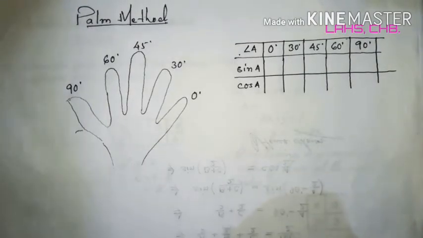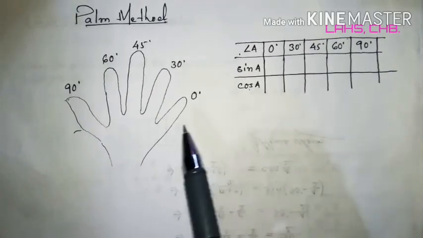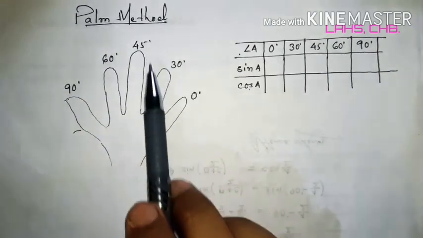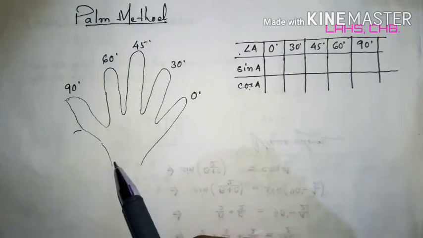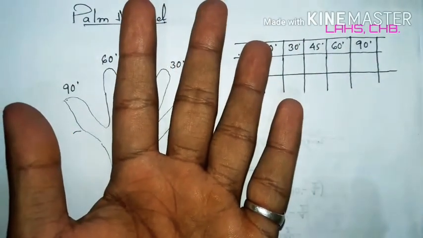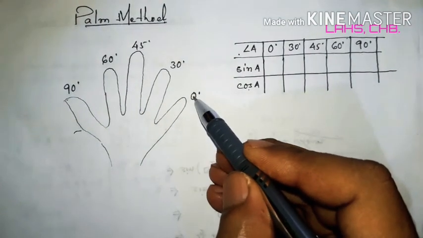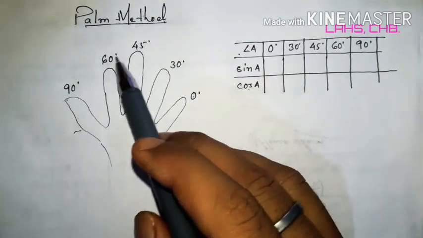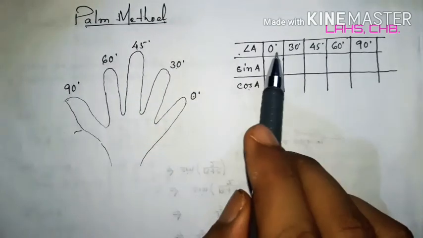Students, one more method is there by which you can easily memorize the different values of sine and cos ratios. This is called the palm method. I have drawn the palm of our left hand in this way, though my drawing is not proper. See, this is the palm of our left hand, and this finger I have marked as 0 degree, this 30, 45, 60, 90, in this way: 0, 30, 45, 60, 90.